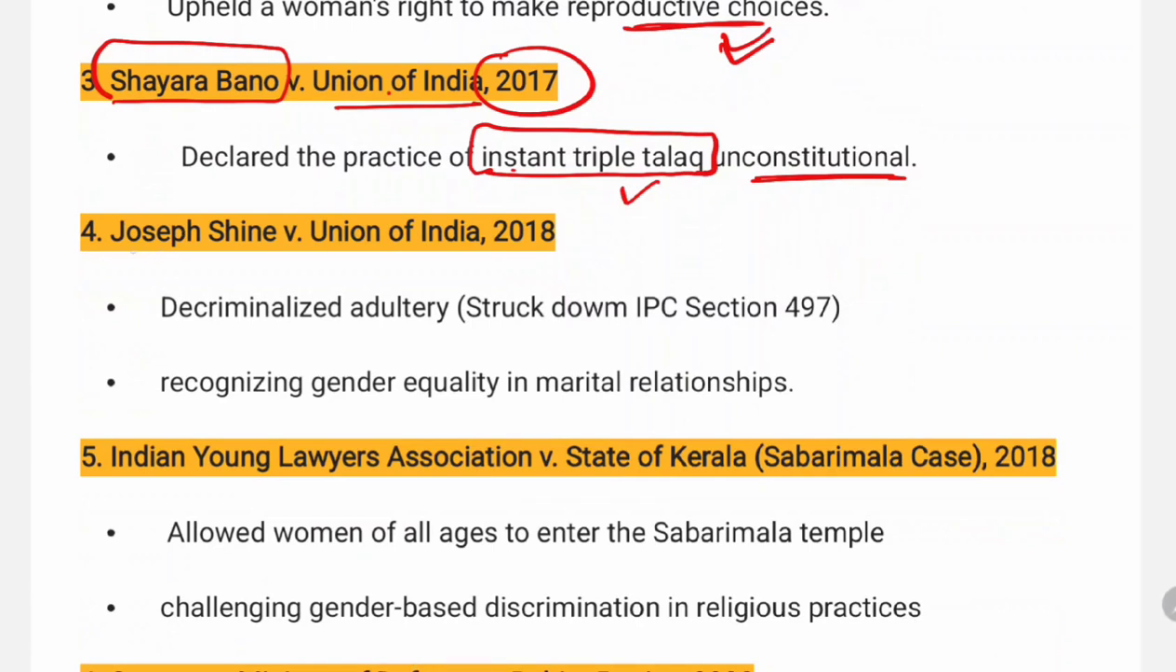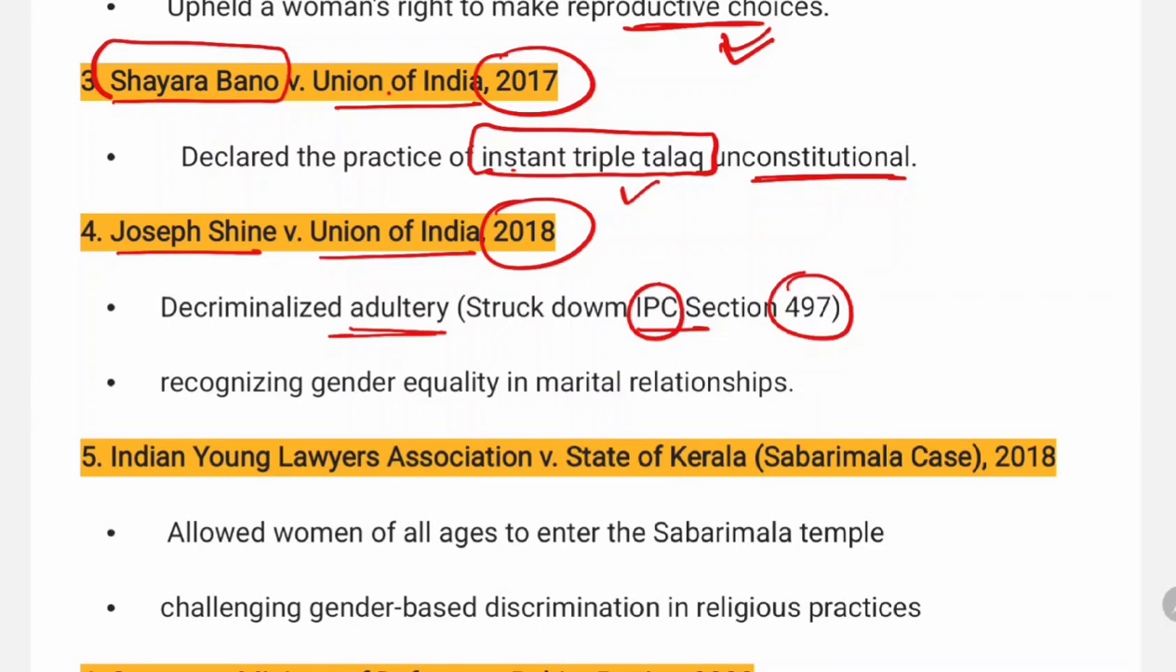Next is the Joseph Shine versus Union of India case of 2018. In this case, the Supreme Court decriminalized adultery, which was earlier in the IPC as Section 497, saying that it was discriminatory against women. Hence, by striking down IPC Section 497, that is adultery, the Supreme Court upheld gender equality in marital relationships.